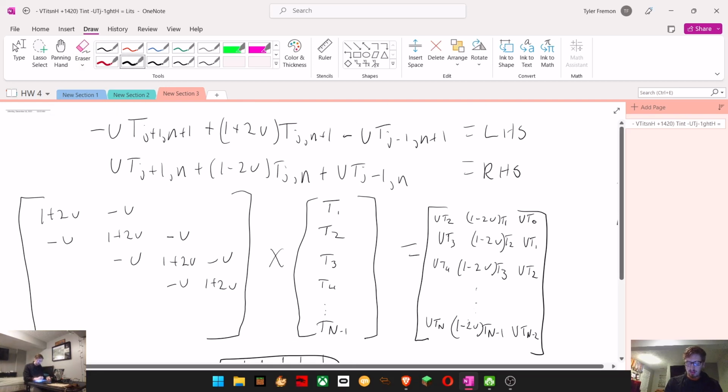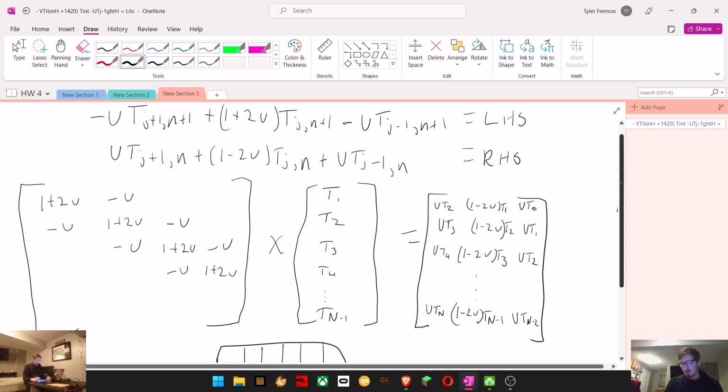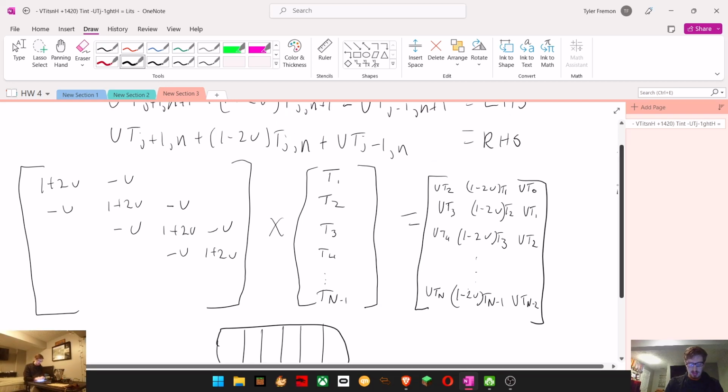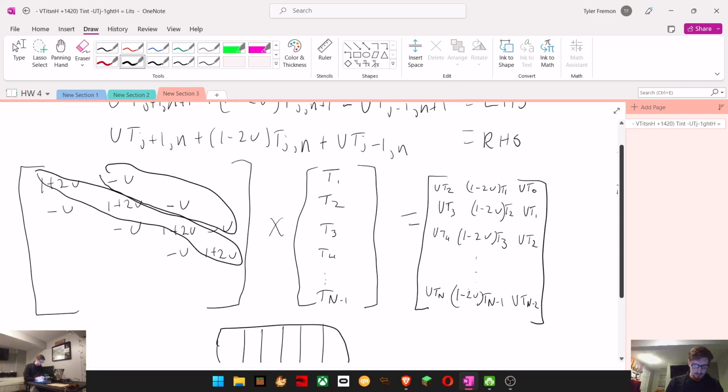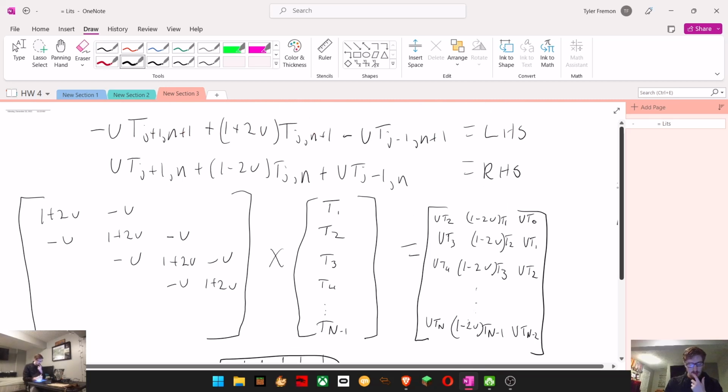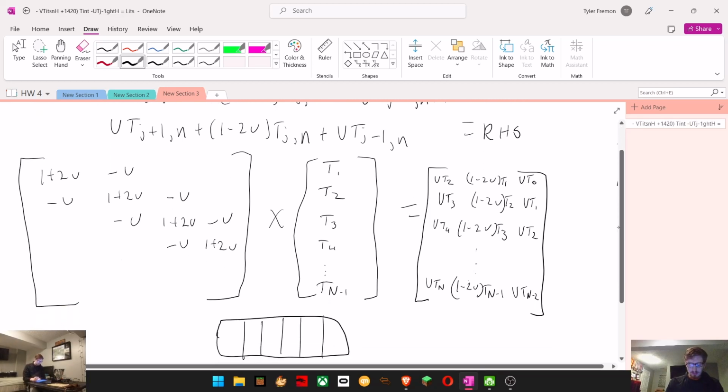The left-hand side of the equation deals with the temperatures at the next time step, and the right-hand side deals with the temperatures at the current time step. And this allows us to set up this matrix multiplication. This is called a tridiagonal matrix, and that comes from these three diagonals here. I'm not going to keep those circles there. It makes it hard to see. But essentially, we can multiply these two matrices.